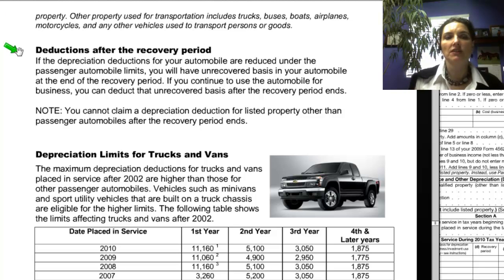Deductions after the recovery period. If the depreciation deductions for your automobile are reduced under the passenger automobile limits, you will have unrecovered basis in your automobile at the end of the recovery period. If you continue to use the automobile for business, you can deduct that unrecovered basis after the recovery period ends. Note that you cannot claim a depreciation deduction for listed property other than passenger automobiles after the recovery period ends.